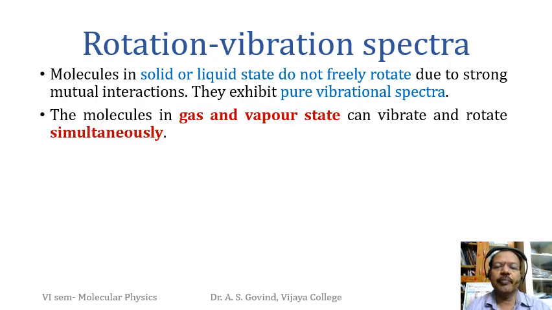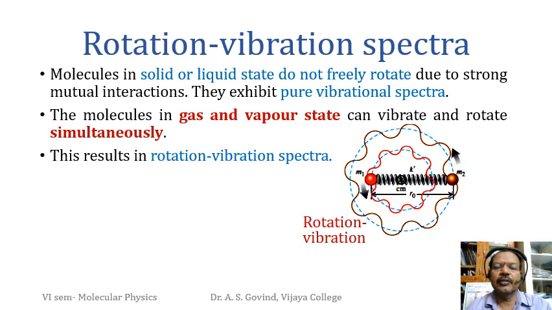Molecules in gas or vapor state can vibrate and rotate simultaneously. And this you have to imagine, how can this happen? While rotating, it should also vibrate, and therefore it looks like this. Notice that any mass will rotate, it goes like this, and also it is vibrating, and therefore it goes like that. So that is the meaning of the diagram. This results in rotation vibration spectra.